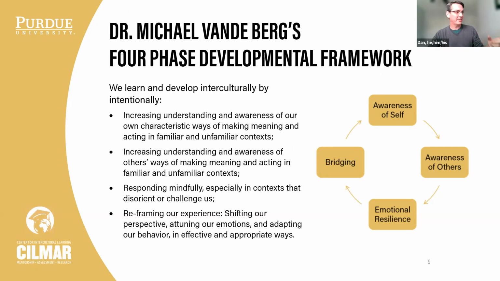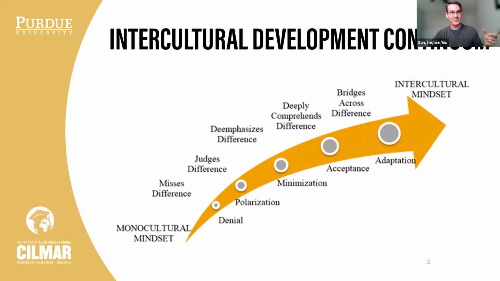And bridging involves a lot of different things. If we look at this explanation here, it's reframing our experiences, shifting our perspective, attuning our emotions, and adapting our behavior in effective and appropriate ways, which sounds a lot like this model of intercultural development, the continuum here with adaptation. So bridging and adaptation align quite closely.